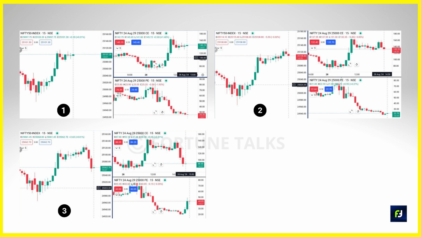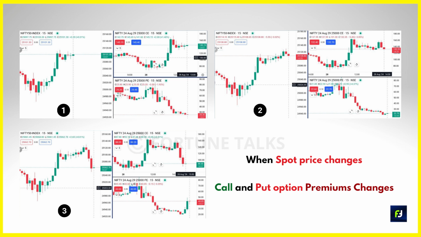Take a look at these screenshots of Nifty spot price and the corresponding premiums of both call and put options of 25,000 strike over different times over the course of the day. It is clear that as and when the value of spot price changes, so does the option premium. More precisely, the call option premium increases with increase in the spot value and the put option premium decreases with the rise in the spot value and vice versa.